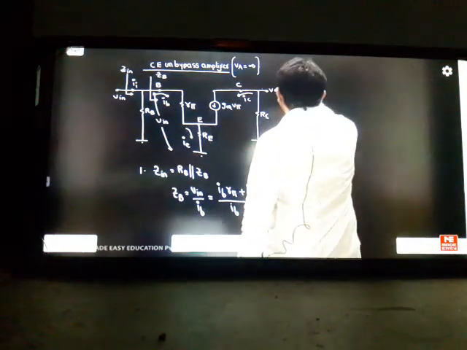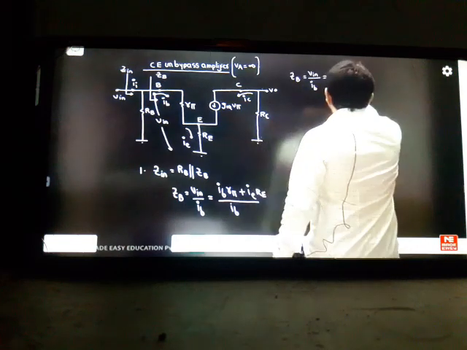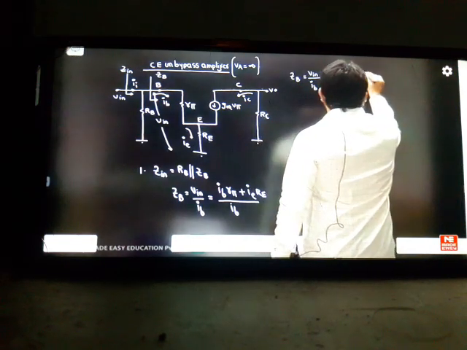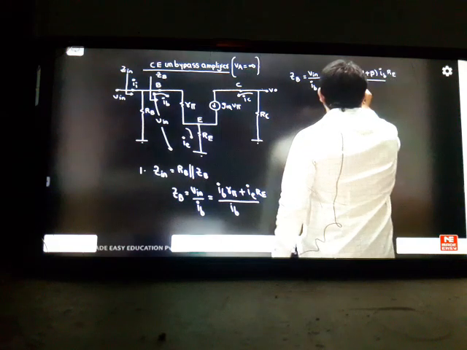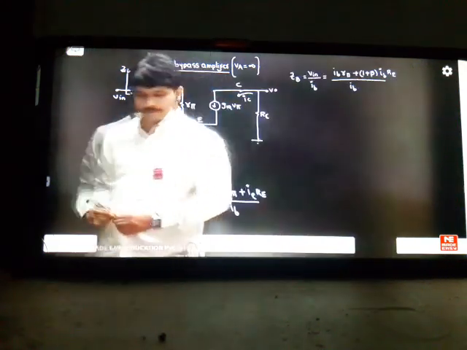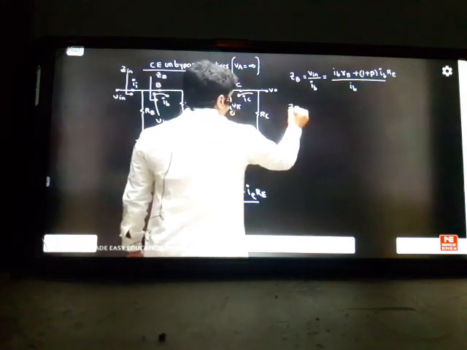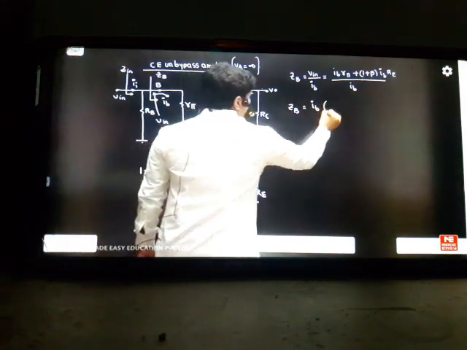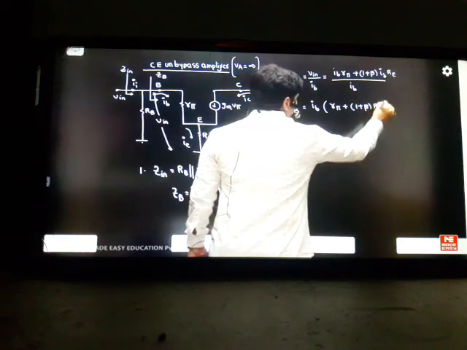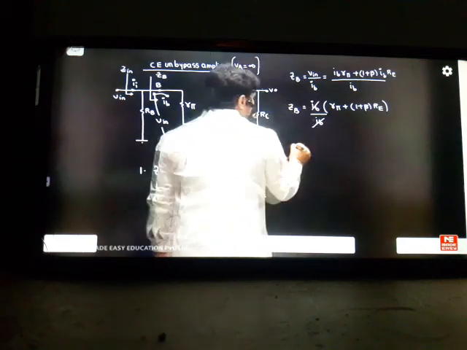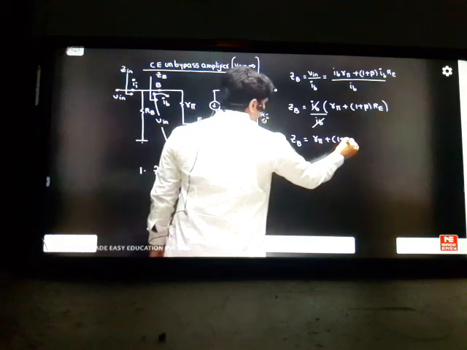So we can write ZB as VIN divided by IB. You can write it as IB into R pi plus IE, which you can write as 1 plus beta into IB, into RE, divided by IB. Now you can cancel that IB to get the ZB answer. This is a simple way of understanding the derivation. So ZB you can write simply, if you take IB common, it becomes R pi plus 1 plus beta times RE, divided by IB. IB is cancelled. So ZB is R pi plus 1 plus beta times RE.